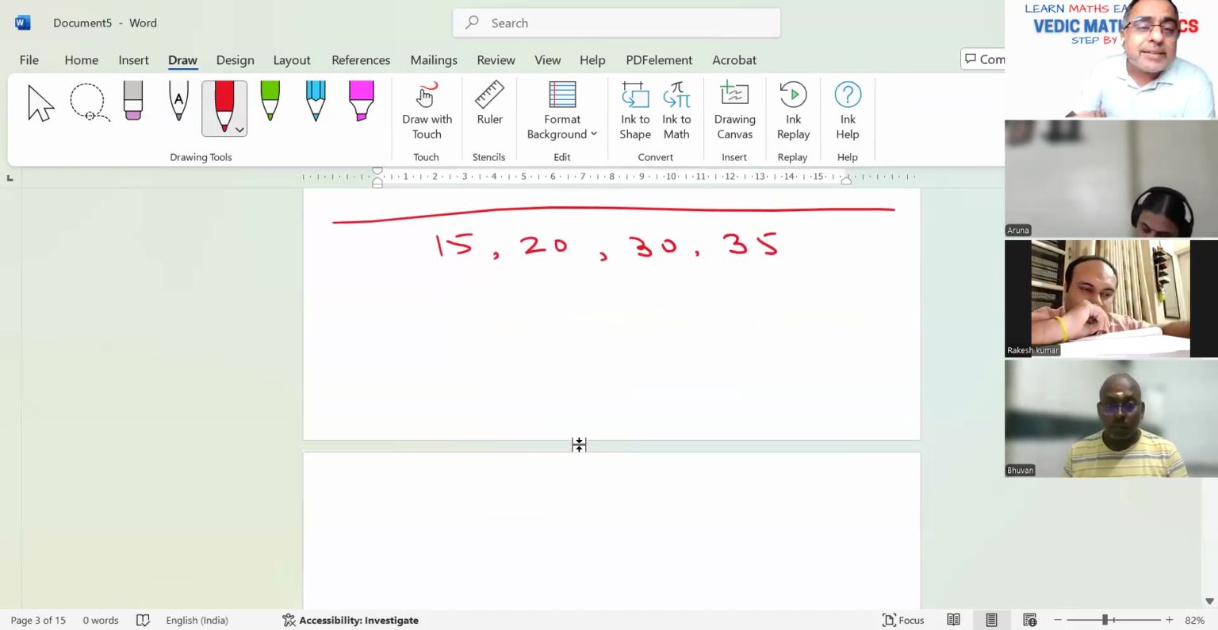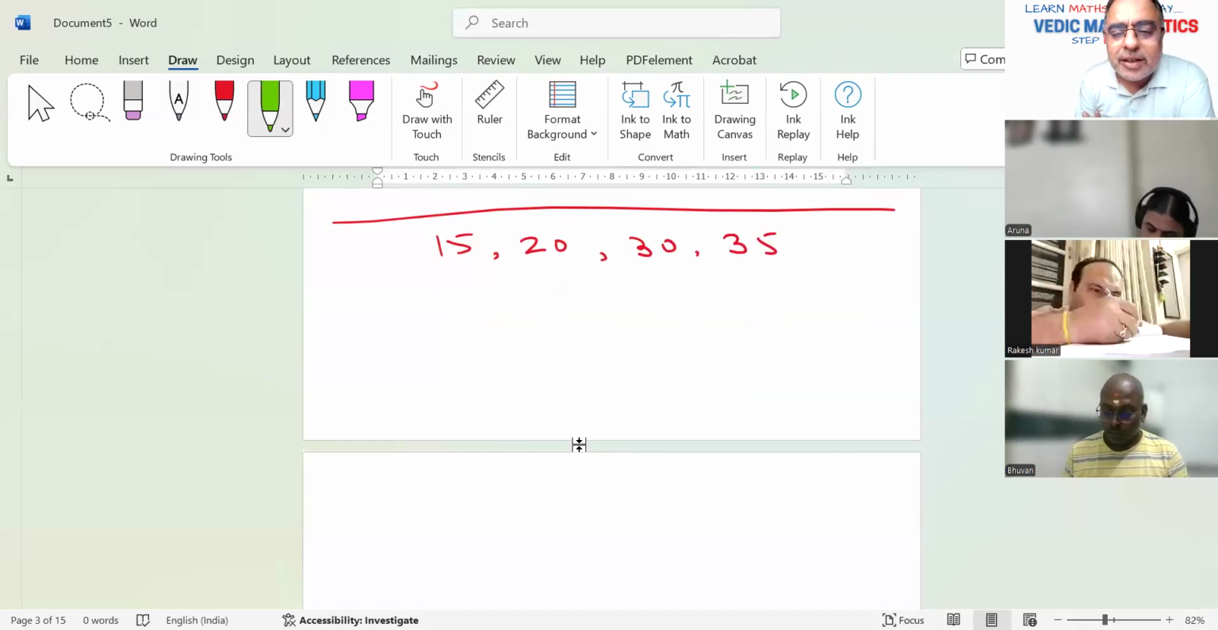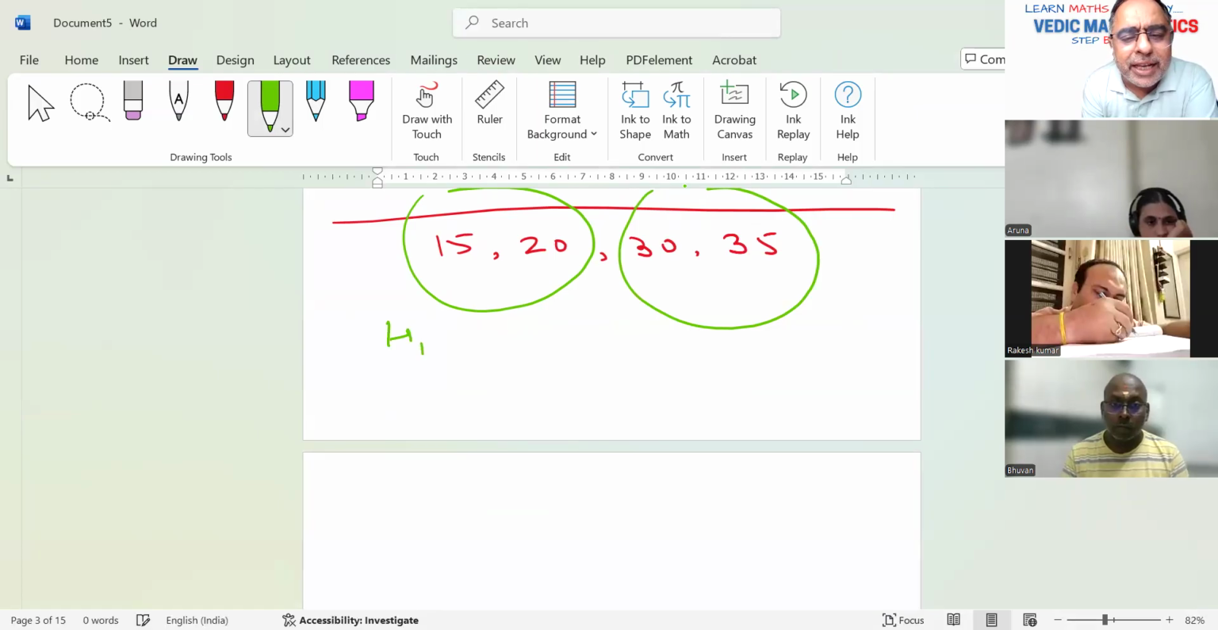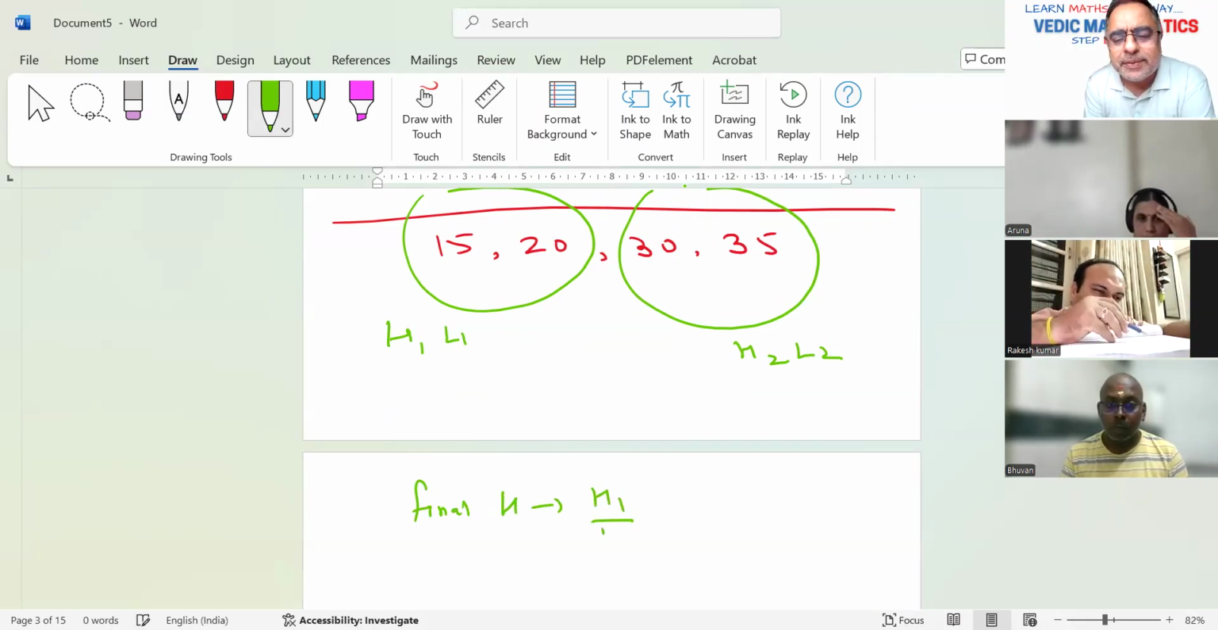Now understand this. When it is 4 numbers, take any two first. First you try. If not, then I'll solve. Take any two from here, find out H1, L1. Here find out H2, L2, and compare. So final H will be H1 and H2. Final L will be L1 and L2. Finish.